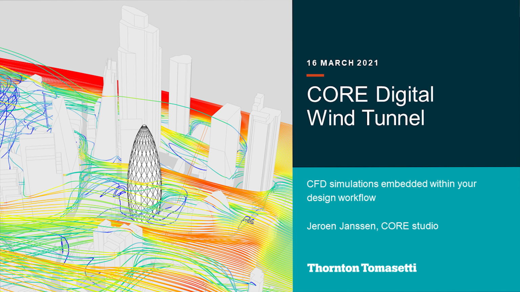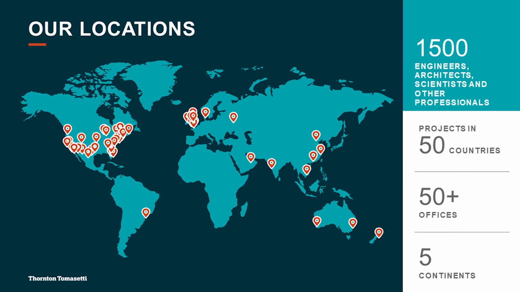Before we start, I'll give a very brief introduction of Thornton Tomasetti, who we are, and Core Studio, what we're doing. Thornton Tomasetti has a global footprint, about 50 offices worldwide, headquartered in the US, but also a strong presence in Europe and further afield.